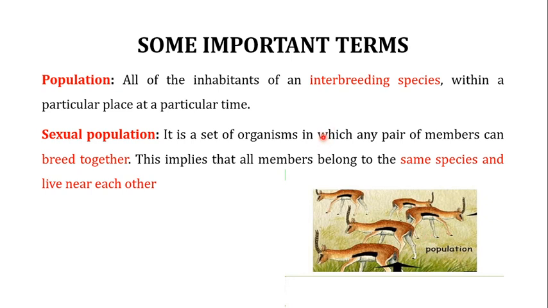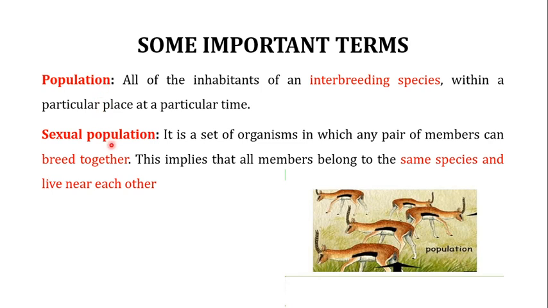Now, some of the important terms that you need to understand about population genetics. First, what is a population? Now this is important: all of the inhabitants of an interbreeding species, meaning they can interbreed with each other within a particular place and a particular time, is known as a population.